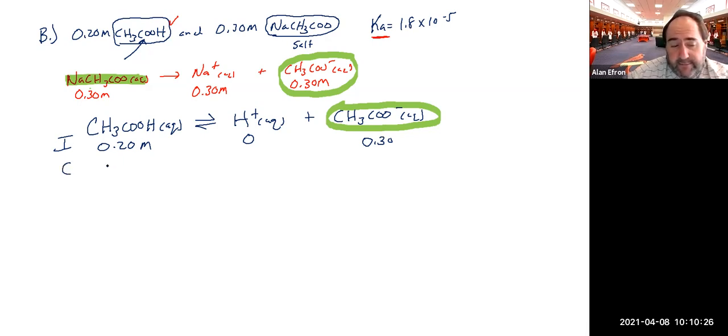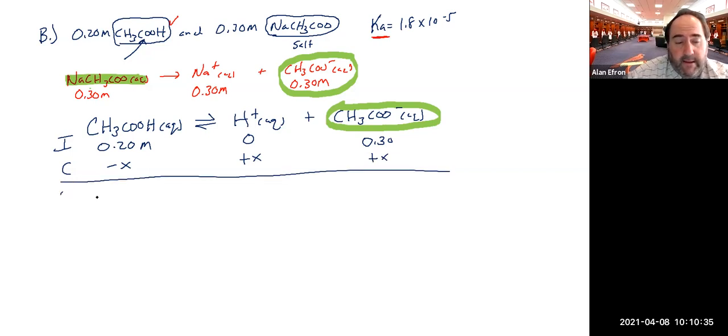The rest of this is pretty much like we just did. We're just going to do our x's. So minus is on the left, plus is on the right. We end up with 0.2 minus x, x, and 0.3 plus x. Another very common mistake: this is plus x, not minus x. People are very commonly confused with the minuses with x, especially with a number involved, but that is plus.